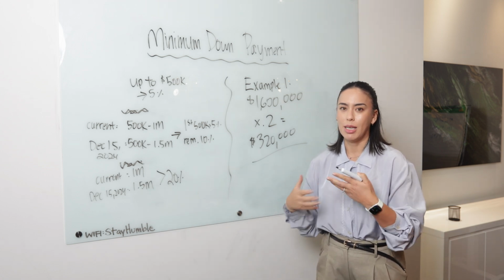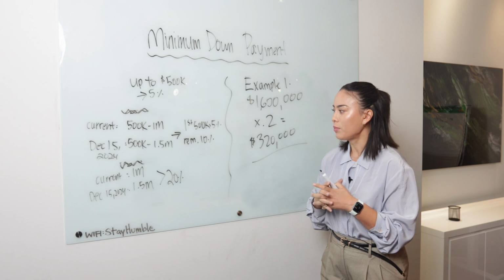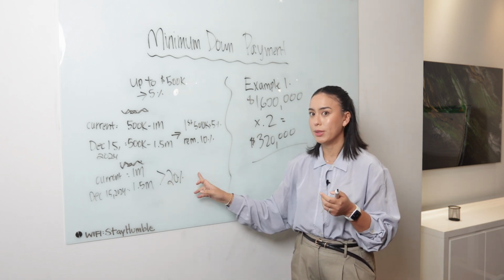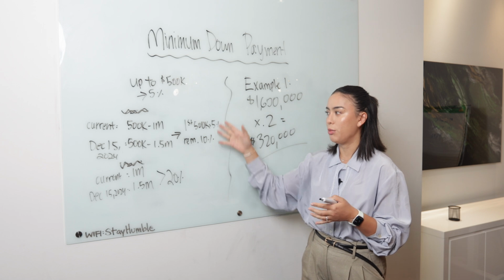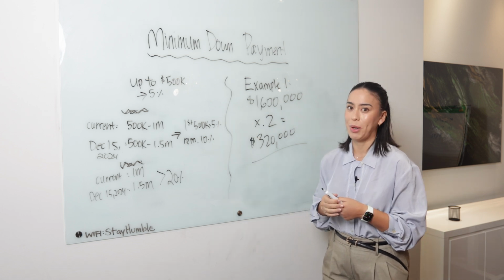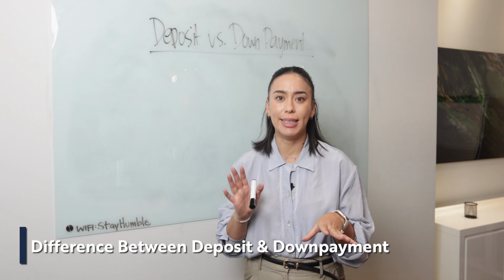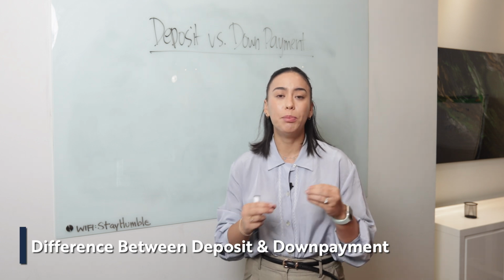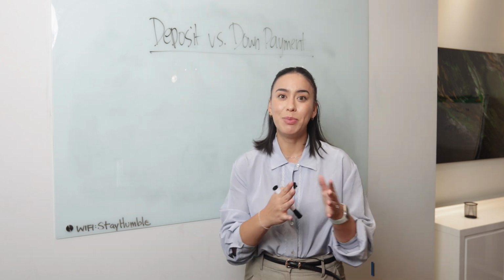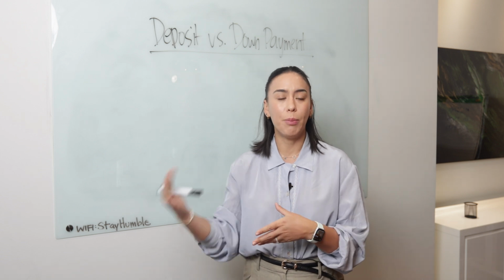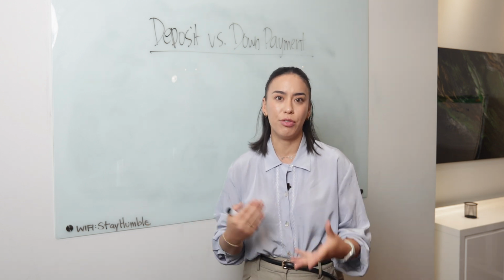So think like CMHC, Genworth, things like that. So you have to put this total 20% down instead of previously being able to work with this sliding scale amount. So last but not least, I just want to clarify the difference between deposit and down payment. And so a deposit can sometimes be the same amount as your down payment, but more often than not, the down payment is going to exceed the amount of the deposit.